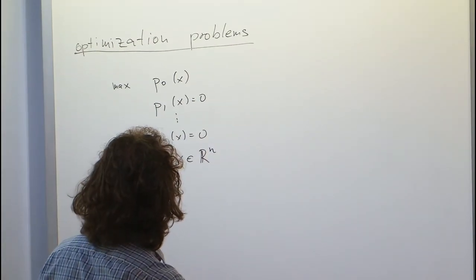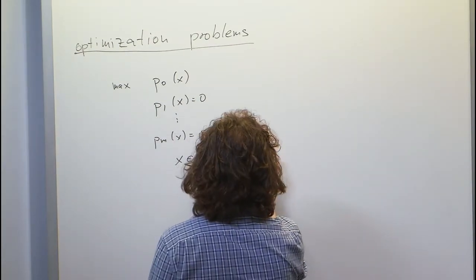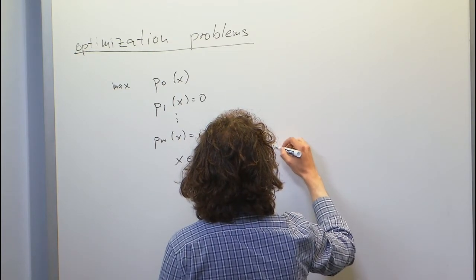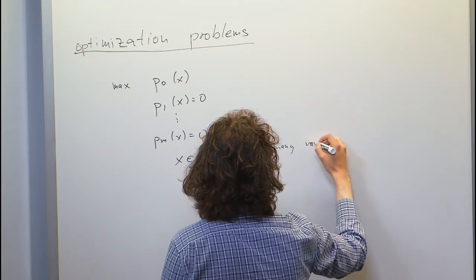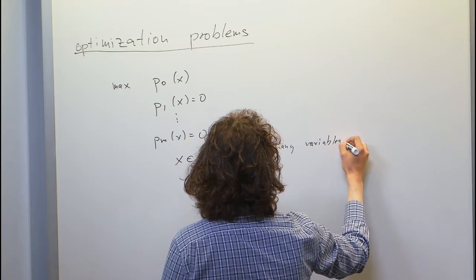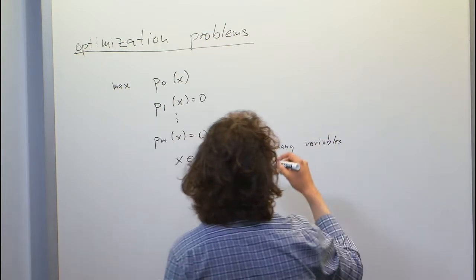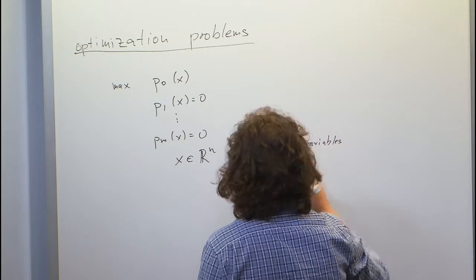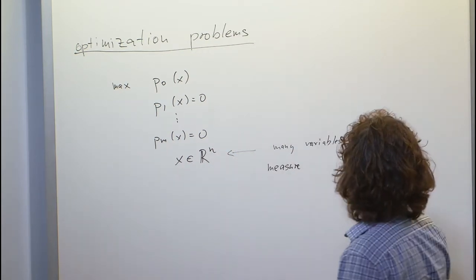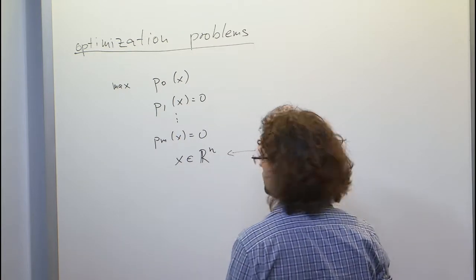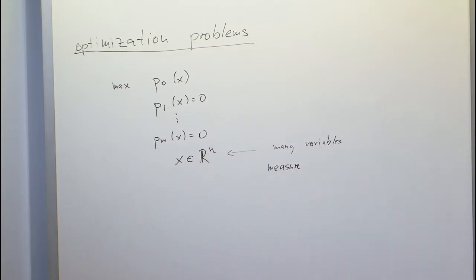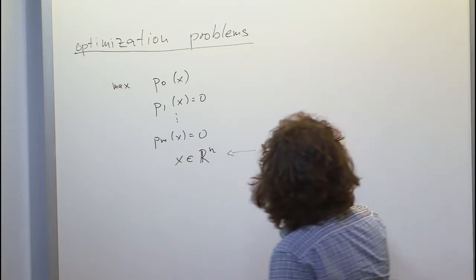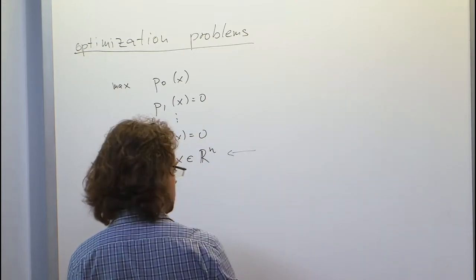The solution is encoded as a real vector. And here we are thinking of n as very large, so we have many variables. We will measure the running time of the algorithms in terms of the number of variables.